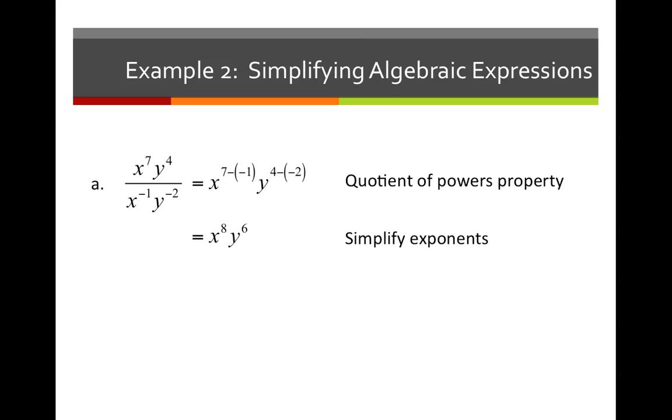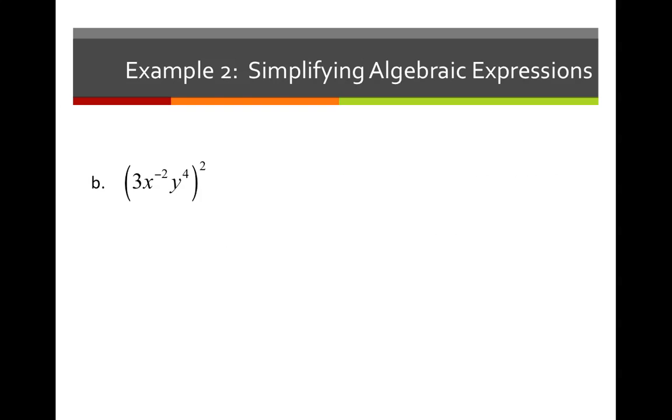So 7 minus negative 1 is 8, and 4 minus negative 2 is 6. And that's as far as we can go. Since we're only using variables for the base, we cannot get any final answer from this. So x to the 8th, y to the 6th is as simplified as we can get it.